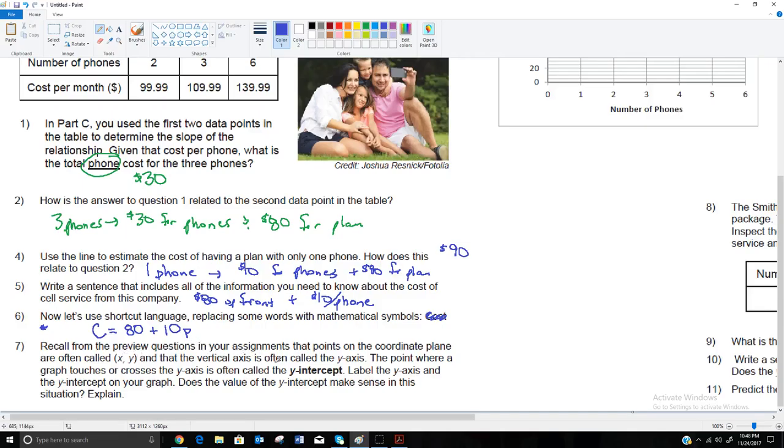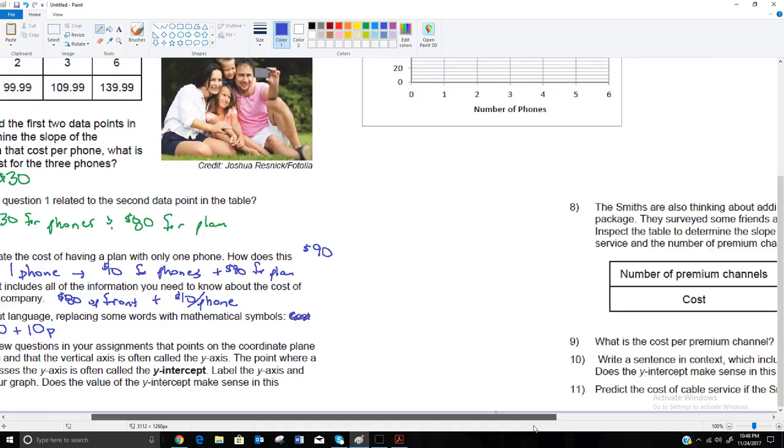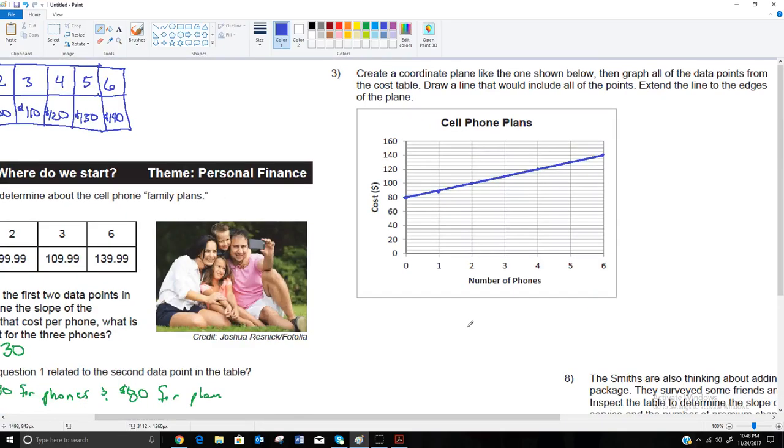So recall from the preview questions that points on the coordinate plane are often called X and Y, and that the vertical axis is often called the Y axis. The point where a graph touches or crosses that Y axis is often called the Y intercept. So label the Y axis and the Y intercept on our graph. And does this make sense? So if we go back over here, we're talking about the y-axis and where the graph touches it. So we're saying that this point right here is the y-intercept.